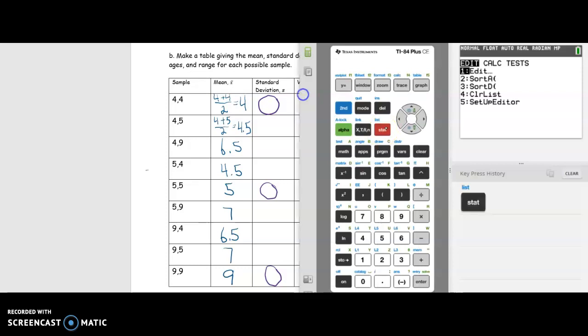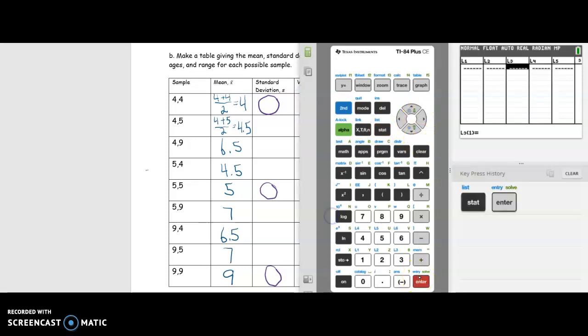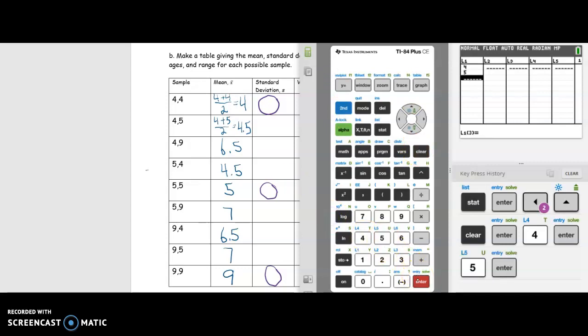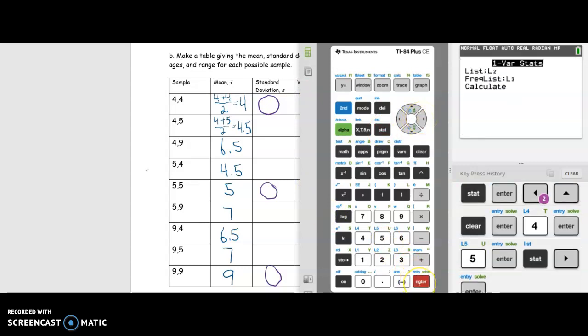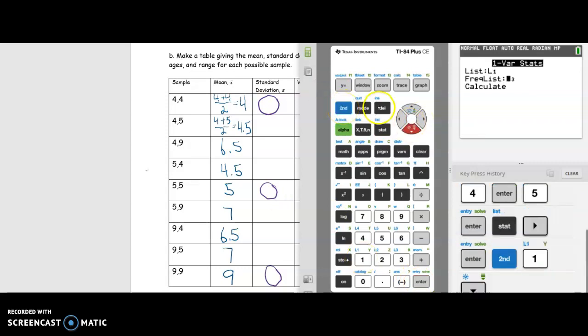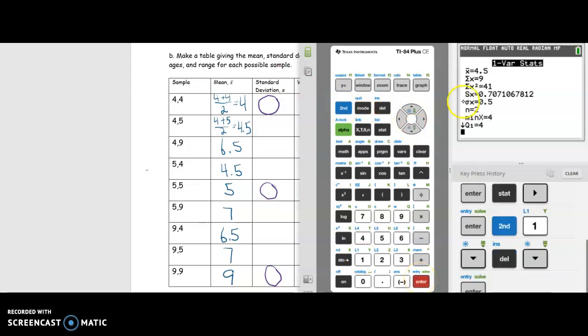In your calculator, press Stat, Edit, and then in your List 1, you can clear the list by highlighting it and pressing Clear if there's anything in there. Then you're going to type 4, Enter, 5, Enter. Now press Stat and go over to Calc and do 1-Var Stats for List 1, which is second 1. Frequency you can just delete, and then press Calculate. We get our sample standard deviation, Sx, and that's 0.707.